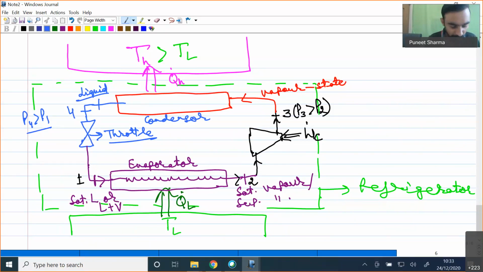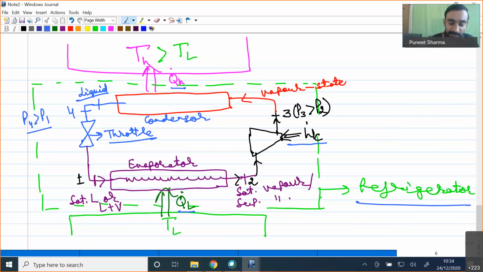Okay, so this particular device is now facilitating the transfer of heat from low temperature to high temperature, and while this transfer of heat is happening, we are supplying some W dot C amount of work to our compressor. Okay, so this particular device is known as our refrigerator. Refrigerator is a very common device which we all see in our home appliances.